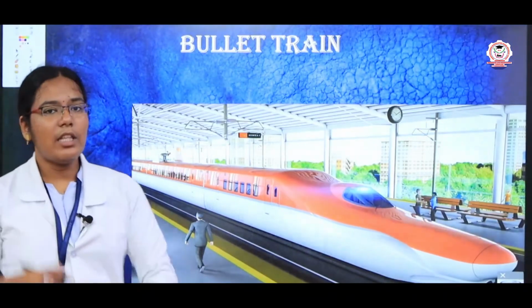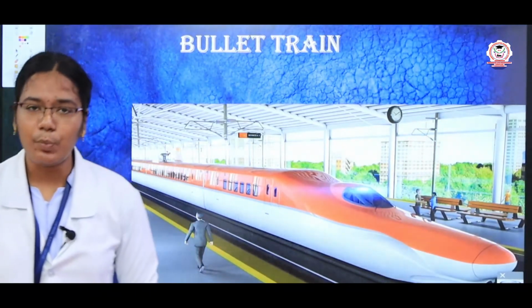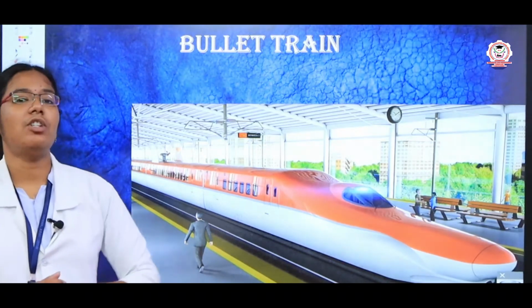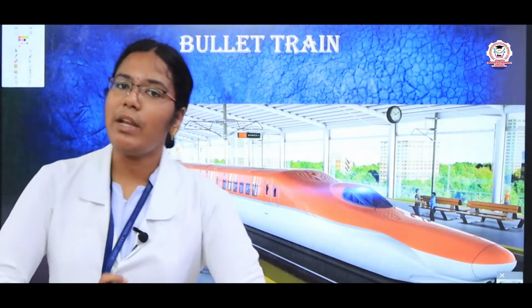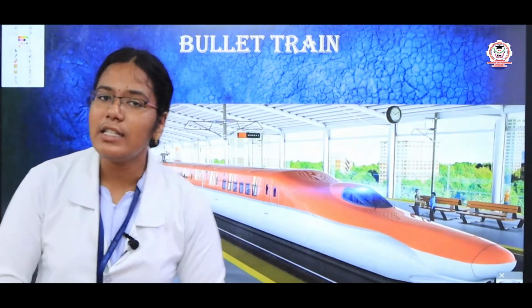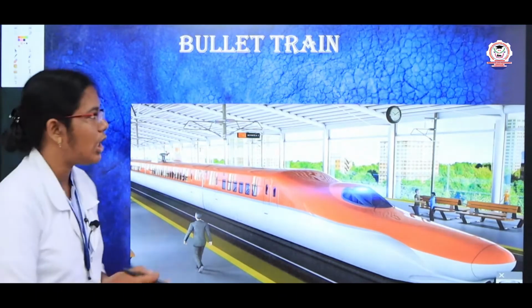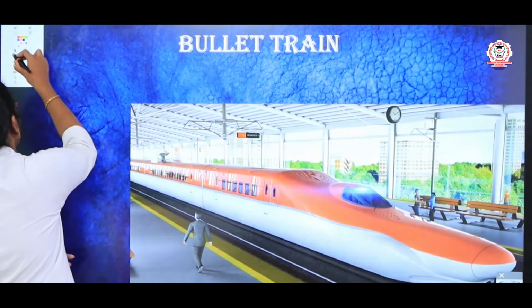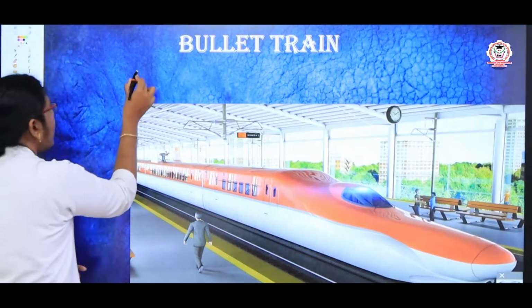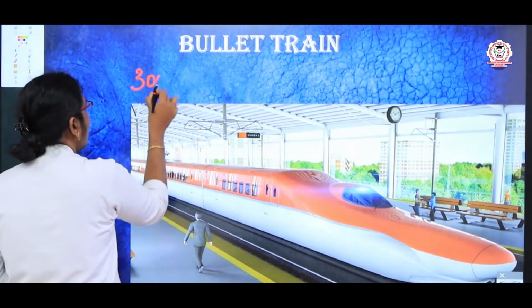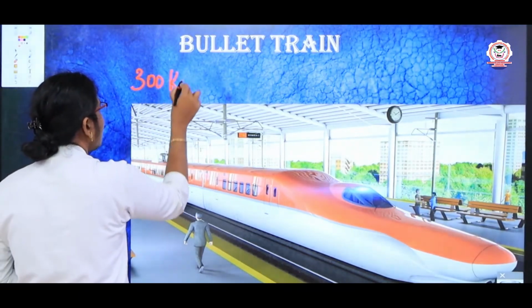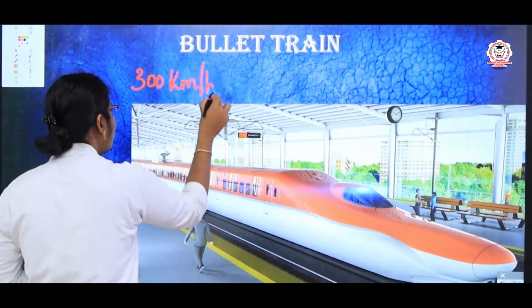Yes, India also has an idea to propose a bullet train, children. A bullet train is a very fast train. It covers a distance of about 300 km per hour. So they are planning to introduce a bullet train also.